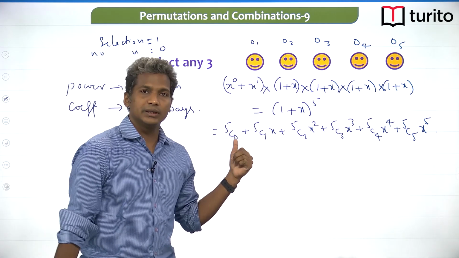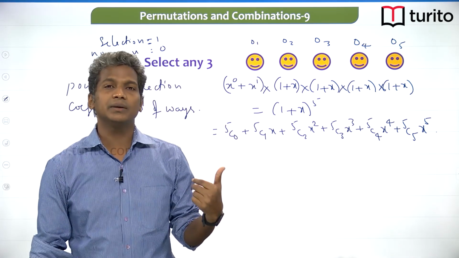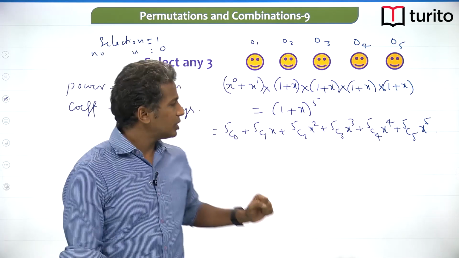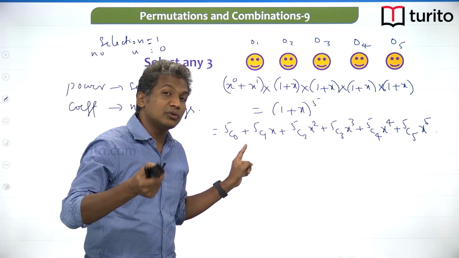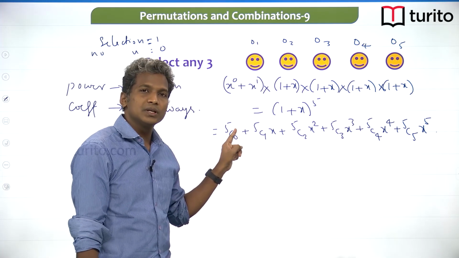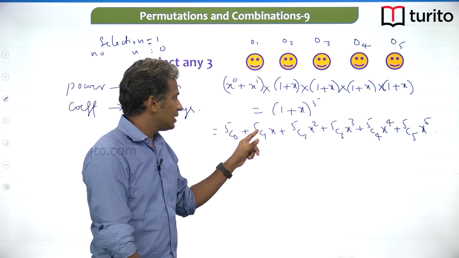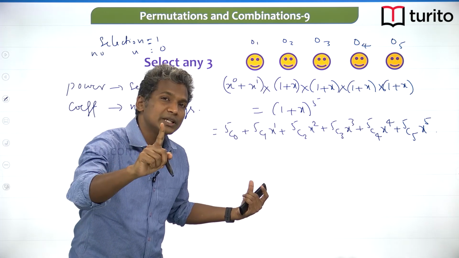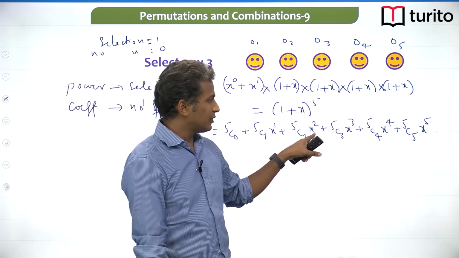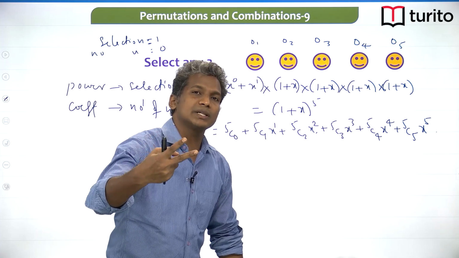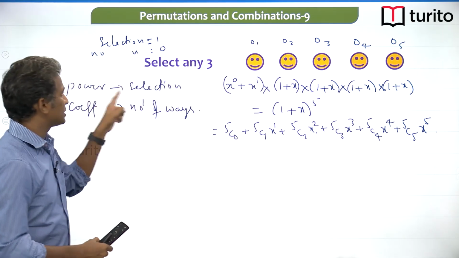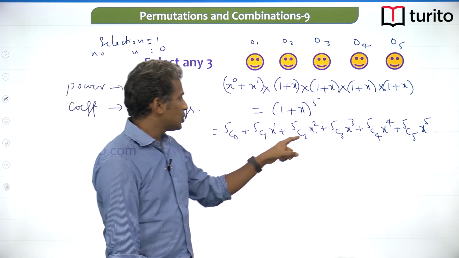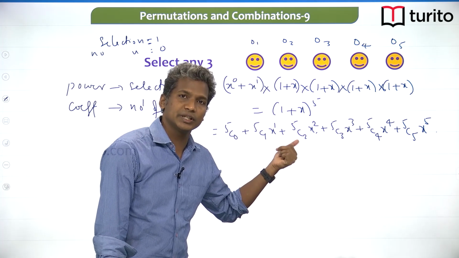Every term here is representing something. Every term has a meaning. What is the meaning of the first term? Look at the power of x here. The power of x is 0, so that means nothing is being selected. If the power of x is 1, it means one object is being selected. Power of x is 2, that means 2 objects are being selected. So the power represents the selection and the coefficient represents the number of ways. So 2 objects can be selected in 5C2 ways.